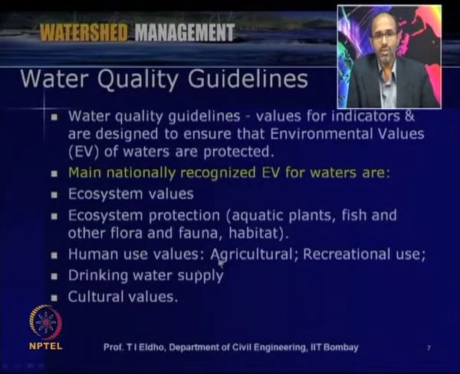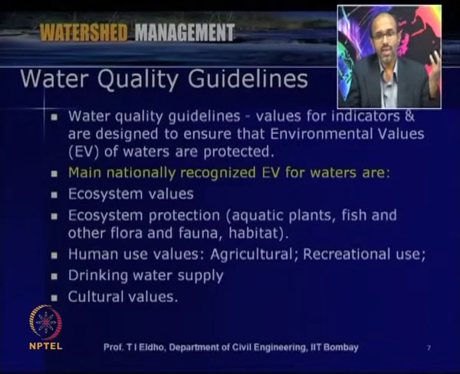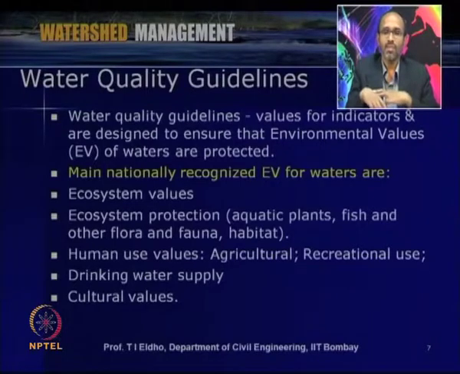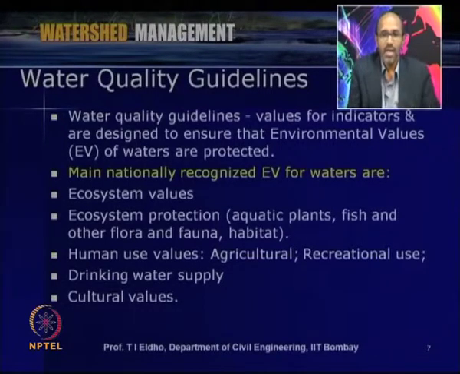And then human use values, for example water usage for agricultural or recreational use, and accordingly we can put specific guidelines. Then of course some of the most stringent guidelines will be for drinking water supply, so we should meet the specified quality requirements as far as drinking water usage is concerned. And then it can even be for cultural values, for example for religious purposes, when we are using some location of a river or some lakes. Then we have to specify the water quality guidelines for that particular use, for when we do monitoring or sampling.